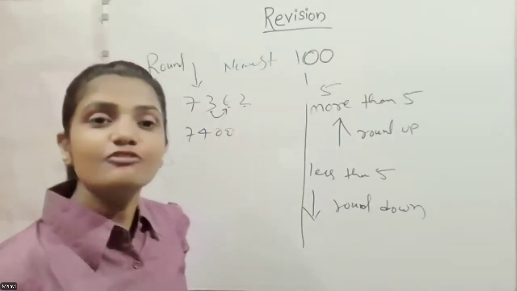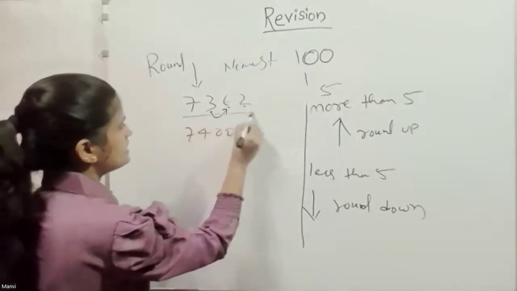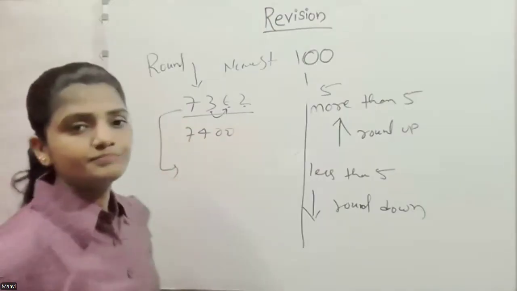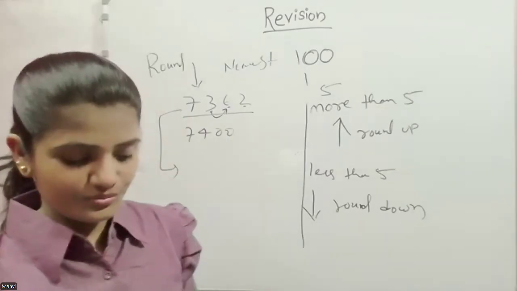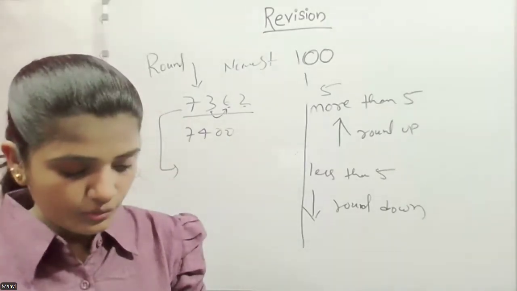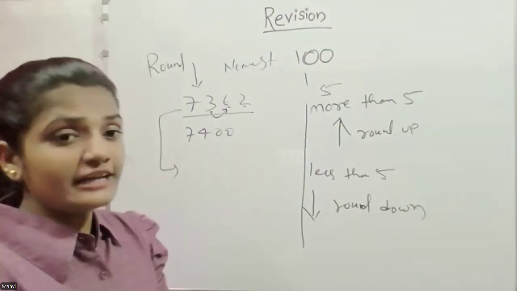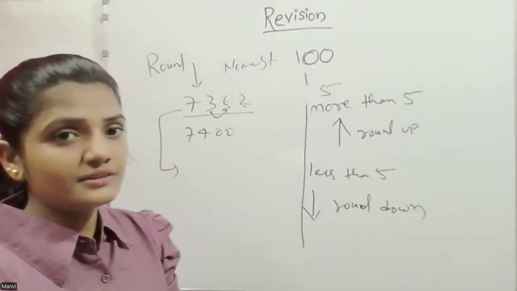And what is the answer if we need to round this same number to the nearest tens? 7,360. Wow. That's good. Okay. And what about the nearest 5 and 50? Do you remember that?